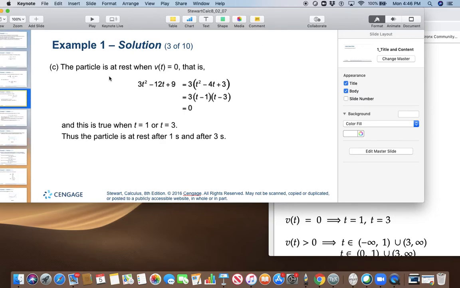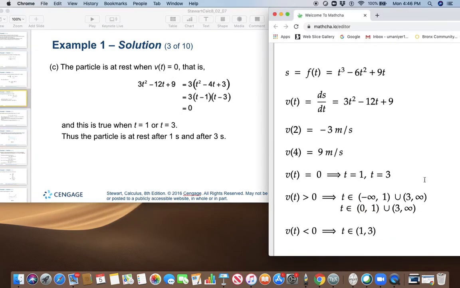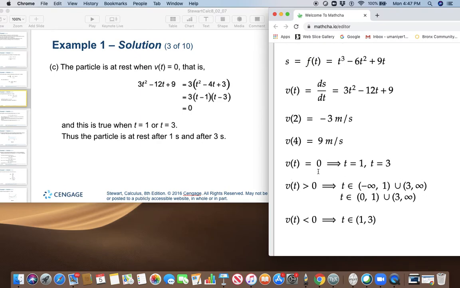When is the particle at rest? The particle is at rest when the velocity is 0. You see, you are driving. When you stop, velocity is 0, right? So, velocity is 0. Velocity is this function, so that function has to be 0.